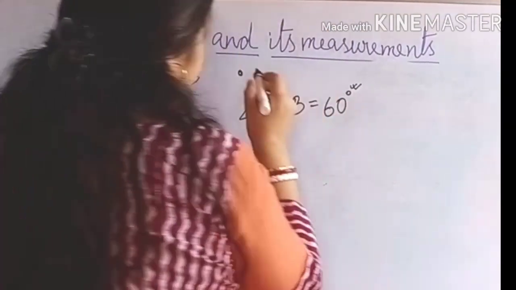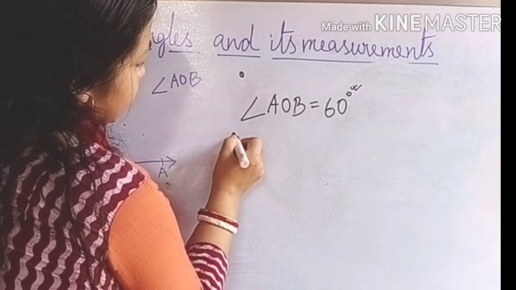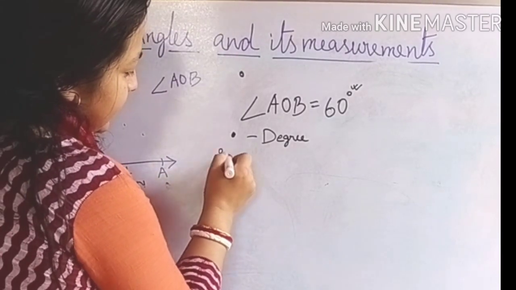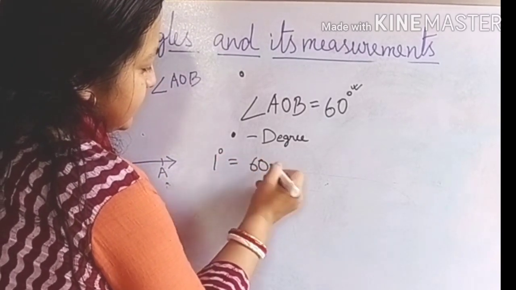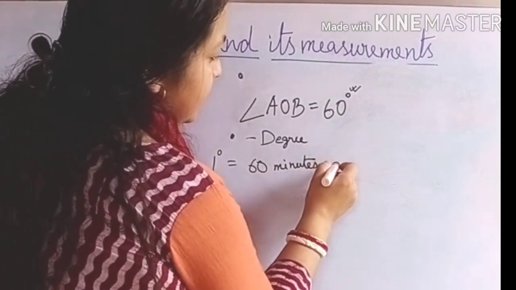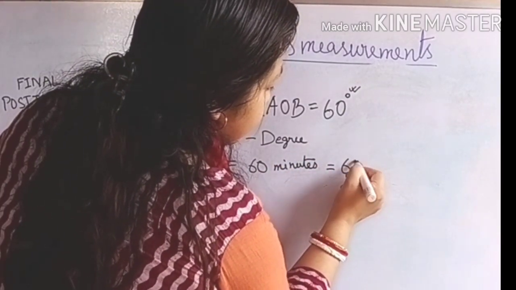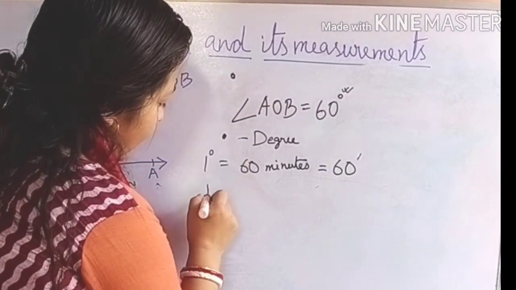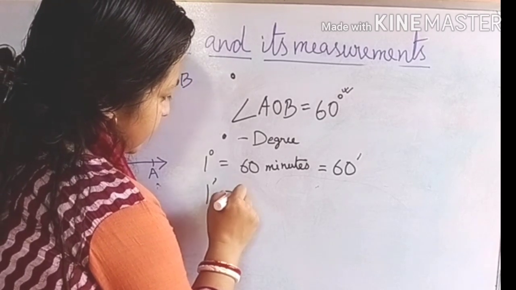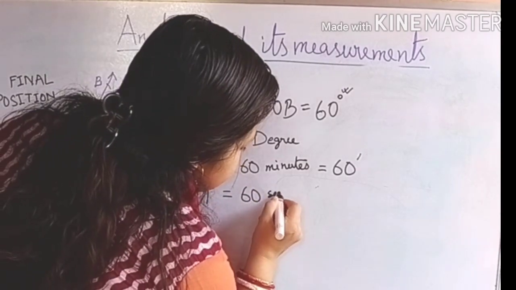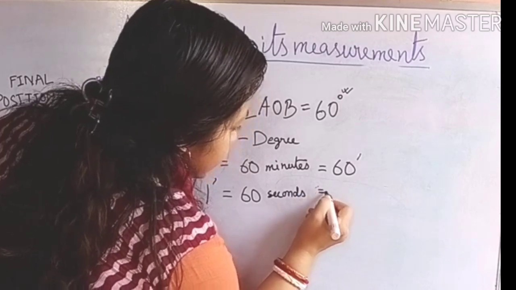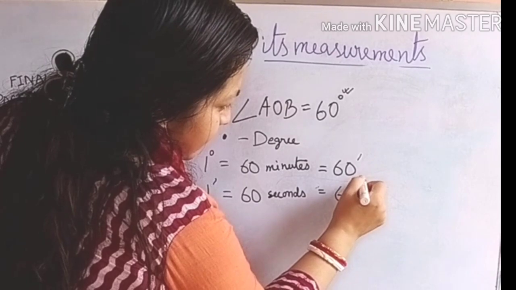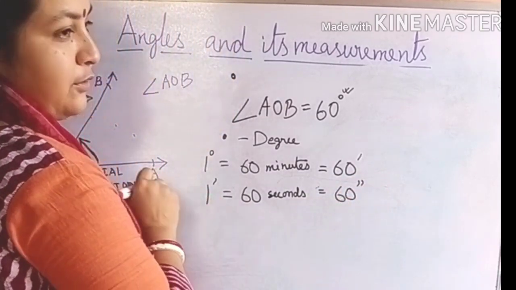Now what is this degree? This small circle is called degree. And 1 degree is equal to 60 minutes. How is it represented? Minutes are represented by a small line at the top. And 1 minute is equal to 60 seconds. How are seconds represented? They are represented by a double line at the top right-hand side.